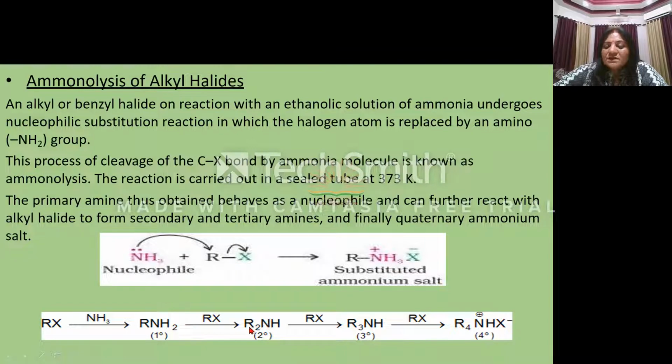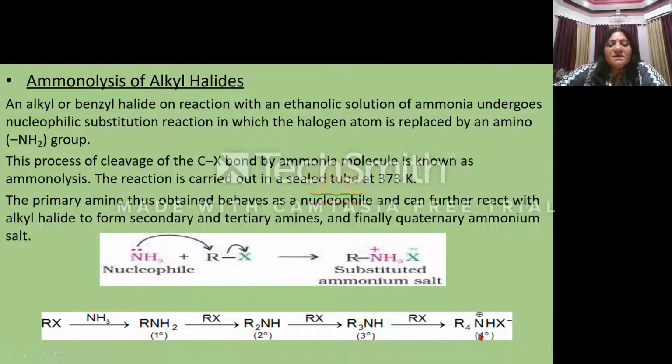When R2NH reacts with RX, it forms R3N. All the hydrogen atoms are replaced by R. R3N, this is a 3 degree amine. Now this 3 degree amine reacts with the alkyl halide, then it forms quaternary ammonium salt, R4N plus X negative. Again, this H is not here. Tetraalkyl ammonium halide. This is quaternary ammonium salt.